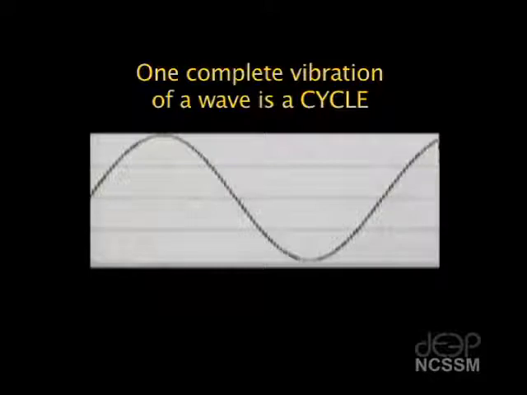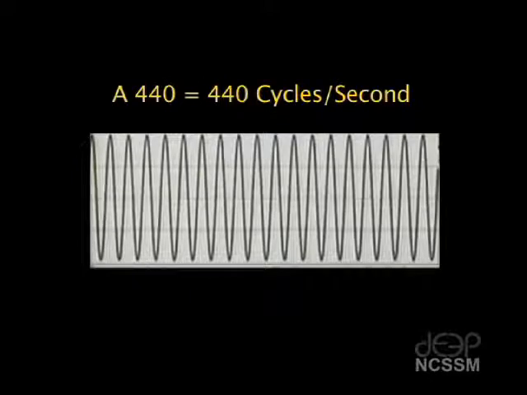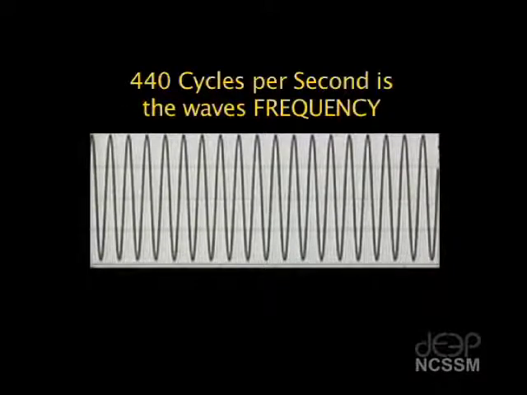pitches to numbers. Can you guess how many complete vibrations or cycles an A440 goes through in 1 second? The answer is in the name of the pitch. If you guessed 440 cycles per second, you were absolutely correct. This single vibration actually occurs 440 times in 1 second. This is the wave's frequency, the number of cycles or waves that occur in 1 second.